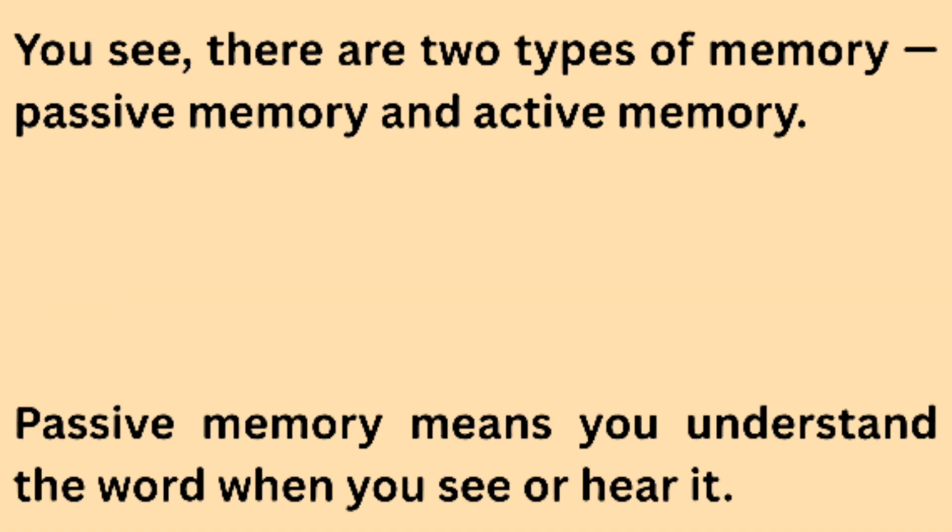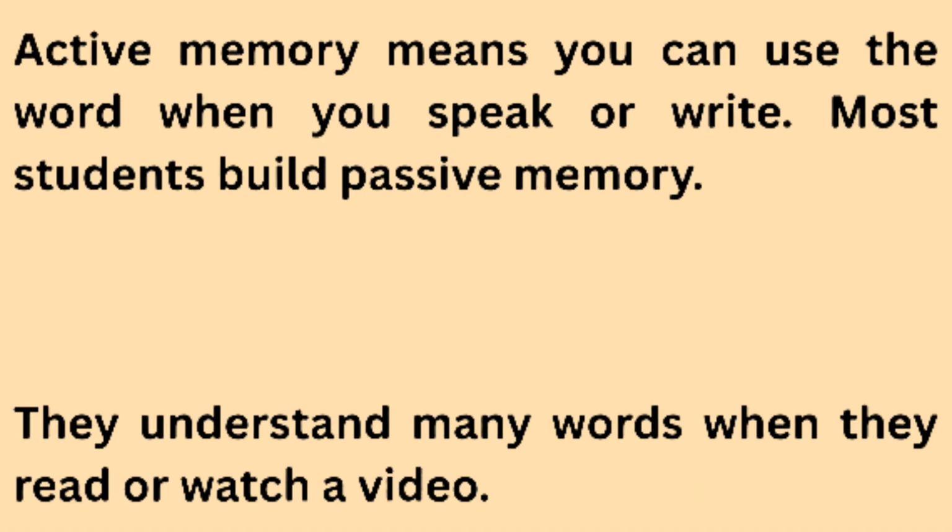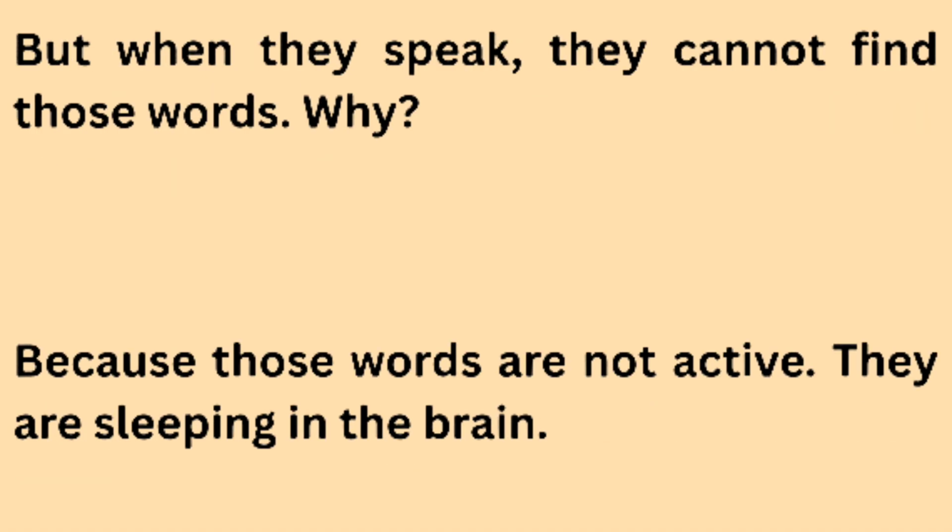You see, there are 2 types of memory: passive memory and active memory. Passive memory means you understand the word when you see or hear it. Active memory means you can use the word when you speak or write. Most students build passive memory. They understand many words when they read or watch a video, but when they speak, they cannot find those words. Why? Because those words are not active. They are sleeping in the brain.